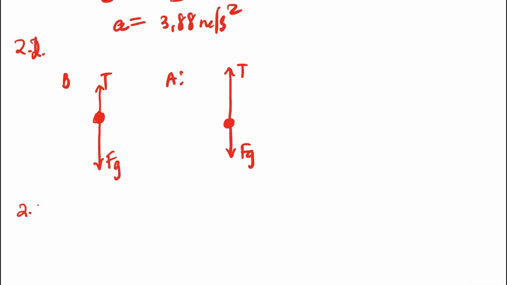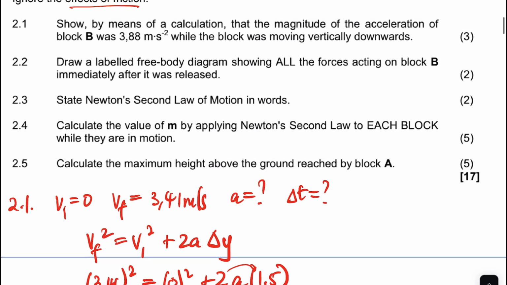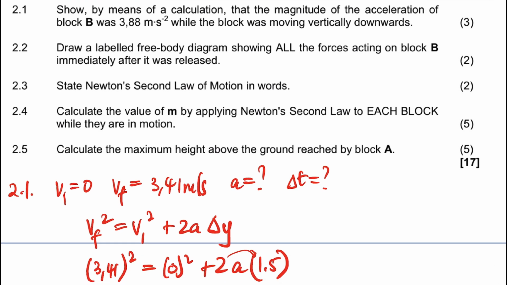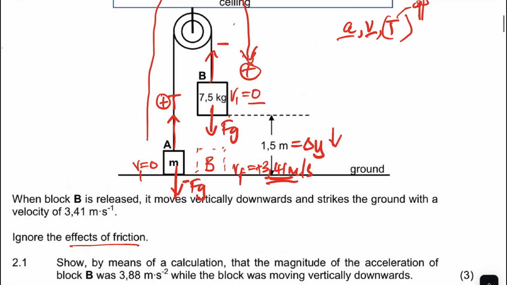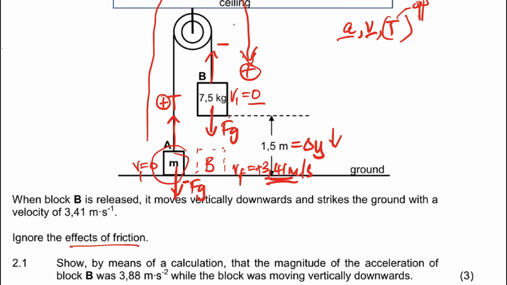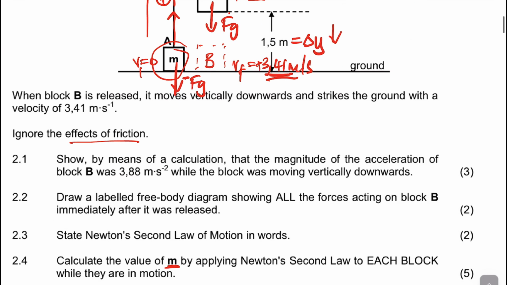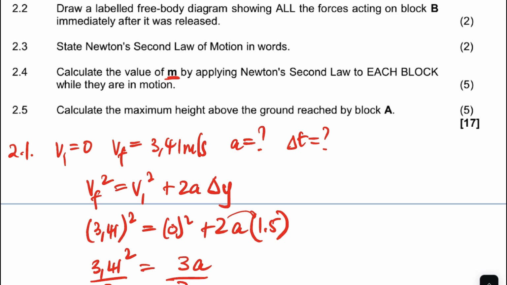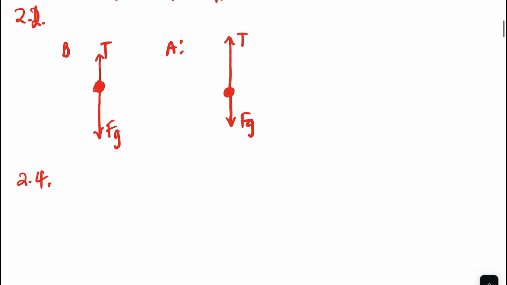Now let's go to 2.4. It says calculate the value m by applying Newton's second law to each block while it's moving. So by saying calculate the value m, they mean the mass of block A. We do not have the mass of that, we are only given the mass of block B. And by saying using Newton's second law to each, that means we're going to use simultaneous equations and apply Newton's second law on each equation.